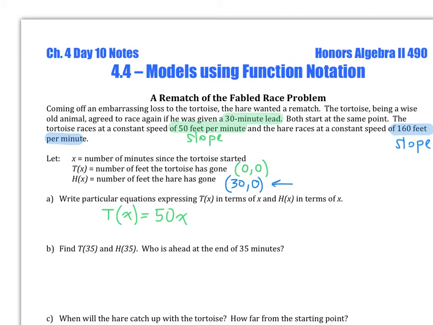For the hare, we have to keep in mind that he starts 30 minutes after. So I want you to try to come up with the equation for the hare on your own, and we'll compare. Hopefully you had a chance to think about it. So our hare equation, h of x, in terms of x, is going to be our slope, 160, times our point, right? Which is just going to be x minus 30 if we're thinking of point slope form. So here are two equations that represent our tortoise in green and our hare in blue.